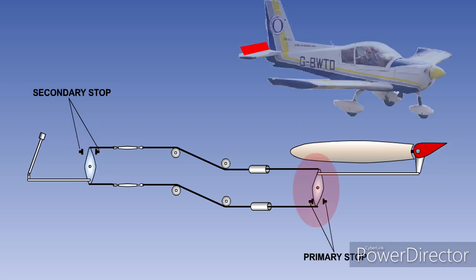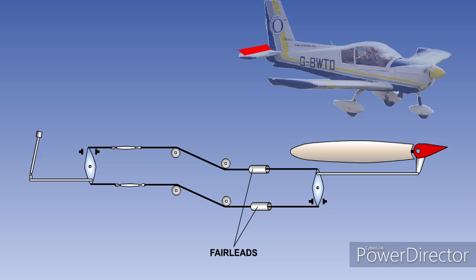When the control surface reaches the primary stop, there will be a small clearance at the secondary stop. If the pilot should apply excessive force to the controls, the secondary stops will prevent him from damaging the control linkages. A fair lead is a guide, manufactured from a soft metal or plastic, used where the control cable passes through the airframe structure, so that if the cable were to flex laterally, it would come into contact with the fair lead rather than the airframe structure.